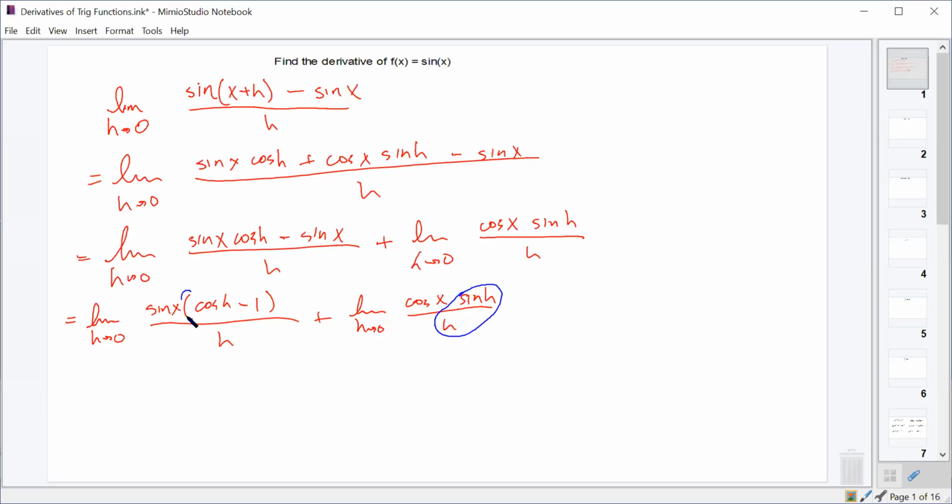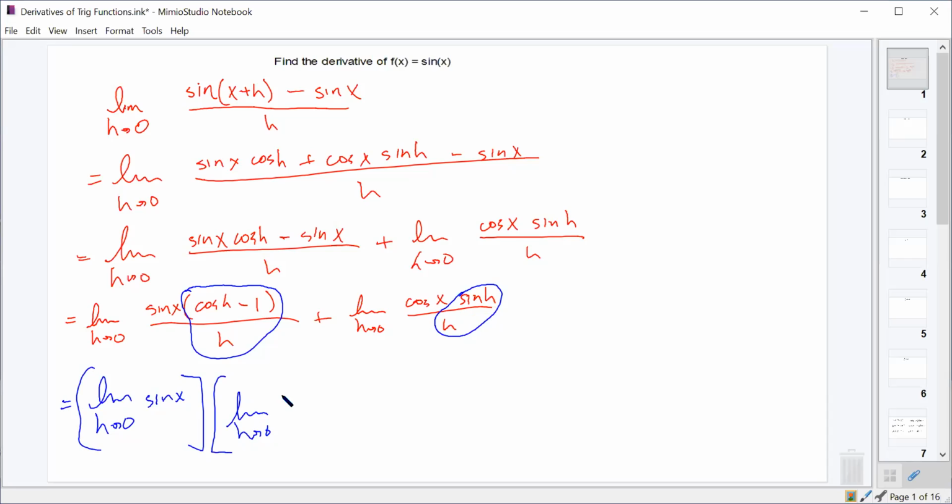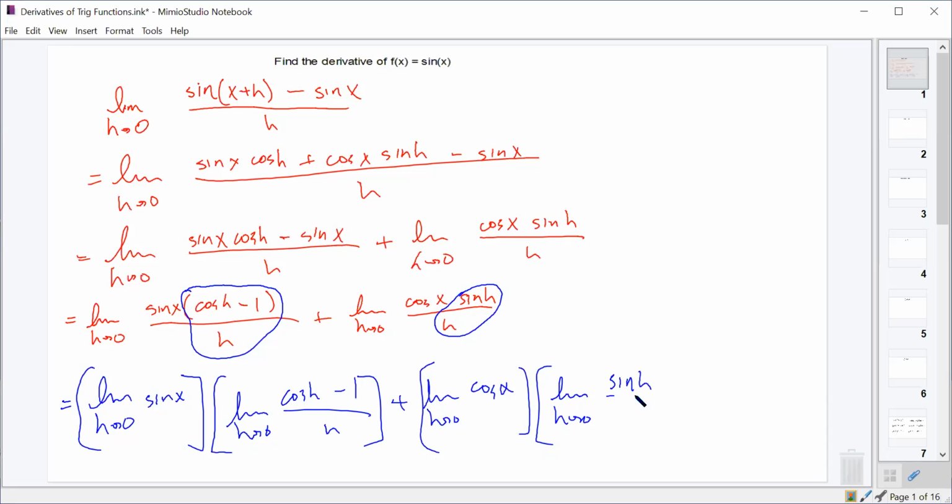Cosine of h minus 1 over h. Right. This one is also equal to 0 if it was by itself. So couldn't I separate sine x times cosine h minus 1 over h as two different limits, and separate this as cosine x times sine h over h? So I have four different limits. The limit as h approaches 0 of sine x times the limit as h approaches 0 of cosine h minus 1 over h, plus the limit as h approaches 0 of cosine x times the limit as h approaches 0 of sine h over h. Everybody agree with that?